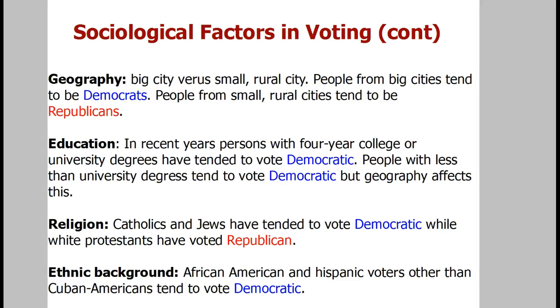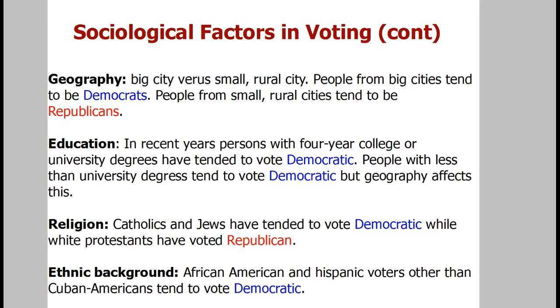Now, how does geography play a role? What it really comes down to is big city versus small rural areas. So if you live in a big city, you tend to be Democratic. If you live outside the big city, you tend to be Republican. If we look at Indianapolis, inside 465, almost entirely Democratic, although there are pockets of Republicans. Outside 465, we see it's a very Republican area.